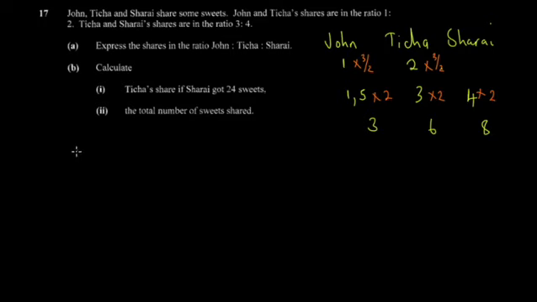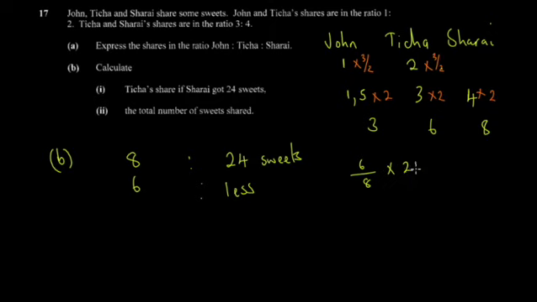So the B part asks us to calculate teacher's share if Sharai got 24 sweets. Sharai's share corresponds to 8. So 8 is to 24 sweets. Teacher's share would be 6. 6 must be less, obviously. If it's less, we say smaller number at the top. So I'm using simple proportion here, just primary school classic stuff. So here should be 6 over 8 multiplied by 24.